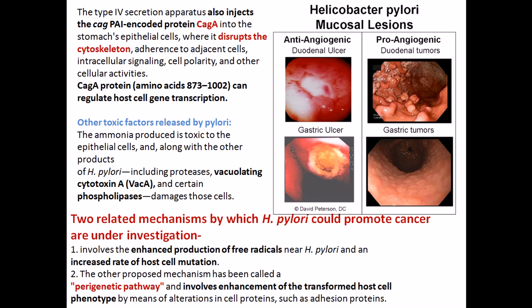Now the second possible way is called the perigenetic pathway. Now it involves the enhancement of the transformed host cell phenotype by means of alteration in the cell proteins such as the adhesion proteins. So change in those protein contents is called the perigenetic pathway. It's because it depends not directly on the gene, but on proteins or protein modifications.